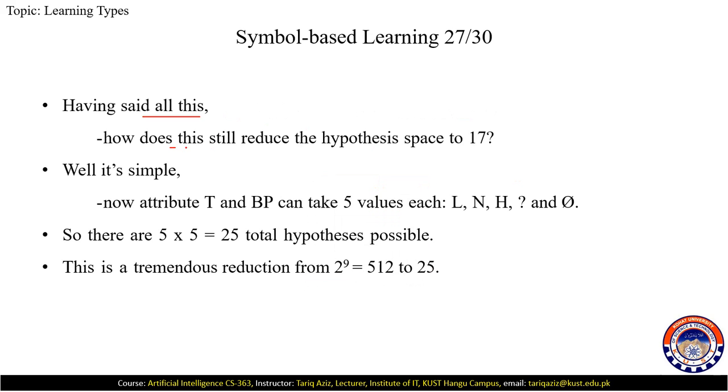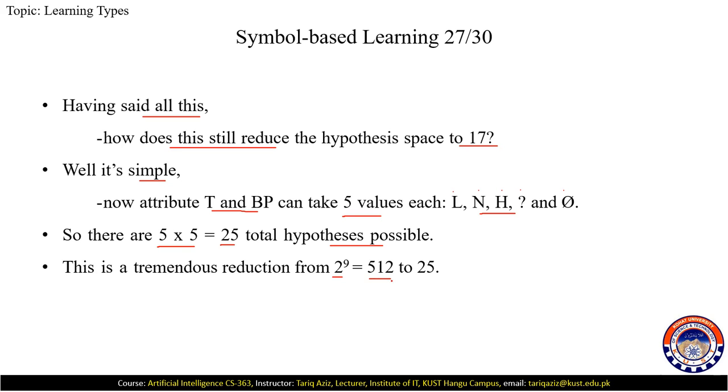But how does this still reduce the hypothesis space to 17? Well, it's very simple. Now the attributes T and BP can each take 5 values, and we discussed these 5 values: 1, 1, 2, 3, 4, and 5. So 5 multiplied by 5 is equal to 25 total hypotheses possible. But if we just calculate 2 raised to the power 9 total hypotheses, then it becomes 512.